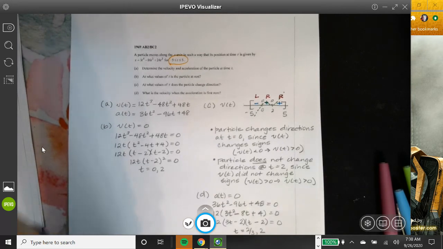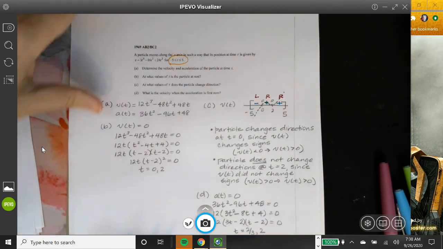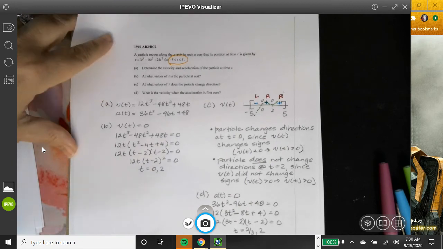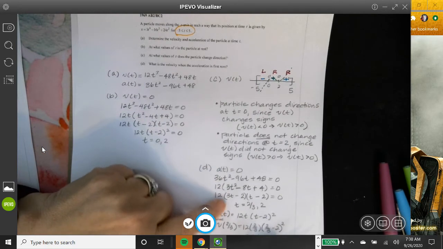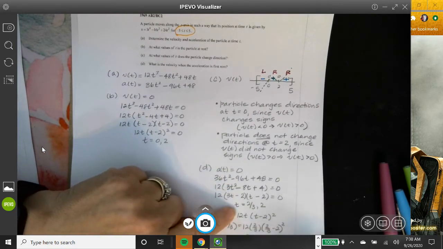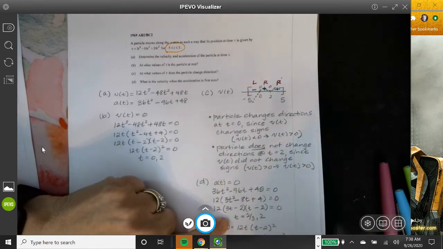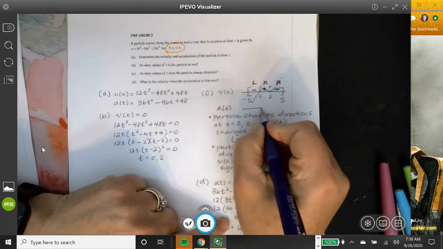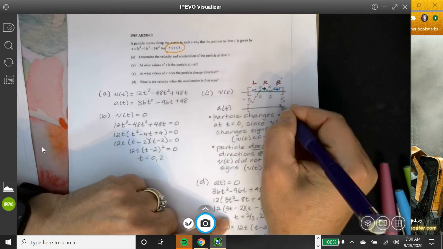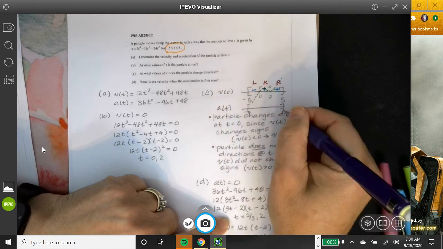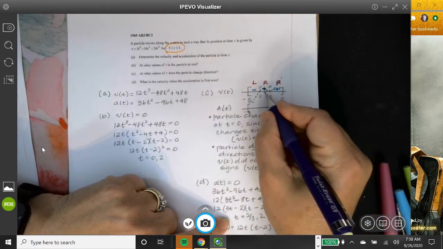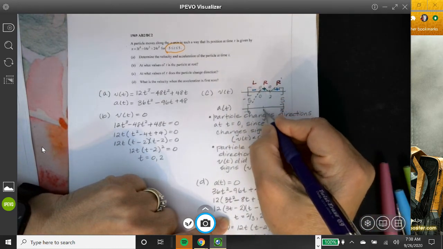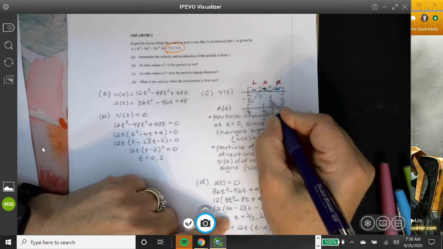All right. And so in order to do that, I need an acceleration sign chart. I have the acceleration function, which is a quadratic that opens up and has 2 zeros at 2/3 and 2. So I'm going to do an acceleration sign chart here underneath the velocity one. And I'm going to make it from -5 to 5 again, just like the velocity one. And I have zeros at 2/3 and 2.